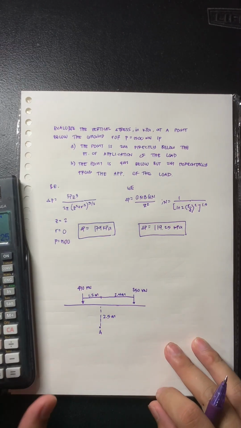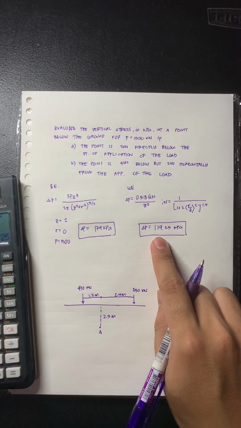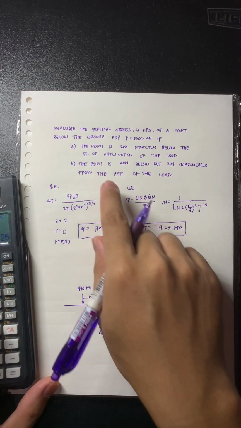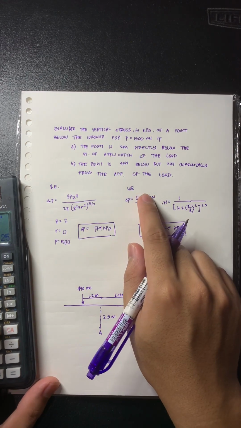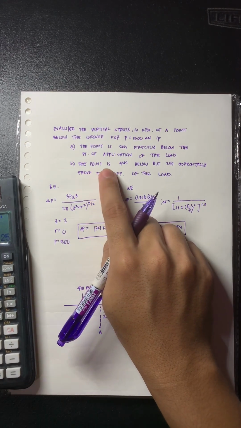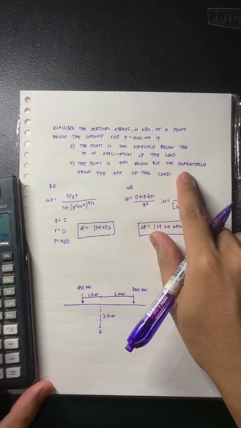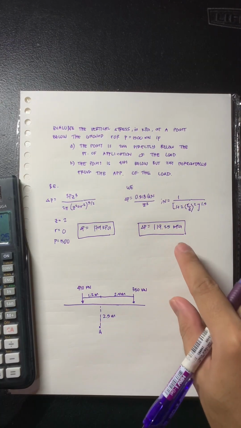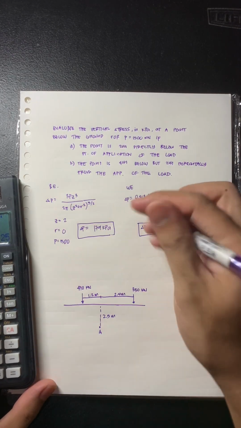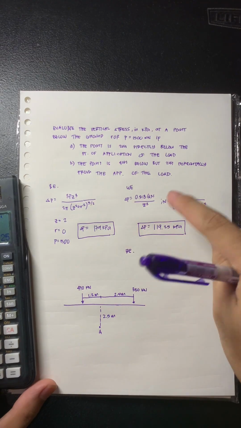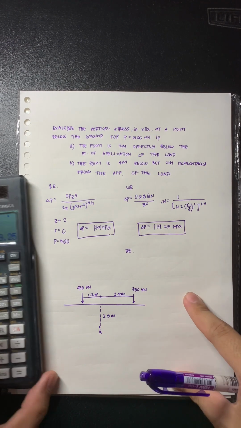The results are different. So, in the board exam, whichever equation is asked for, for example, use the Westergaard equation, that's the one we use. Now for the second part: the point is 4 meters below but 2 meters horizontally from the application of the load. My approach will be the Boussinesq equation; try solving it with the Westergaard equation yourselves.